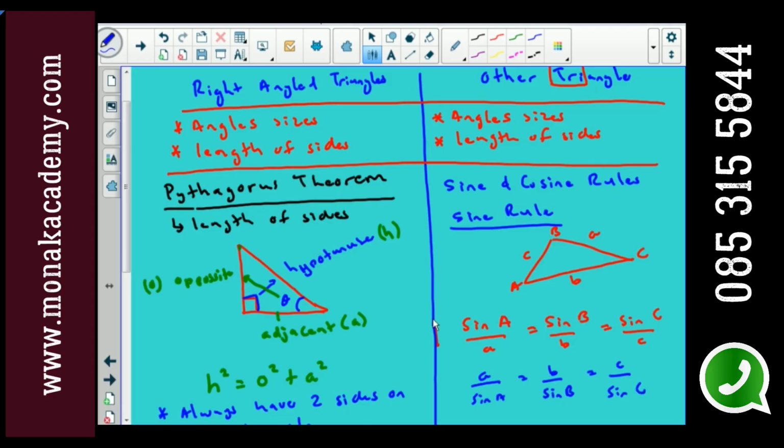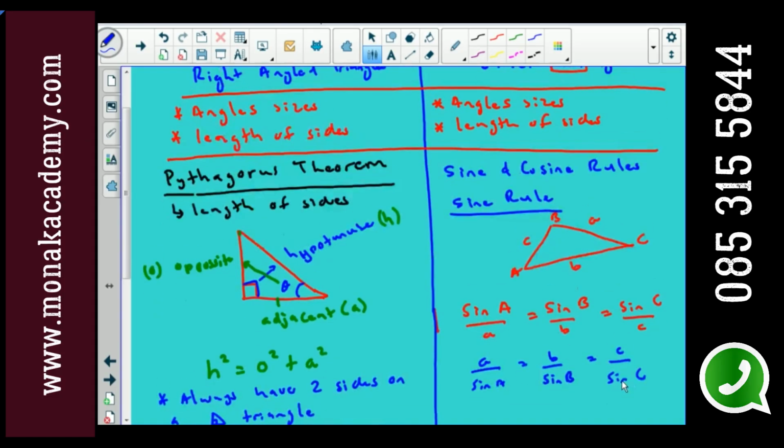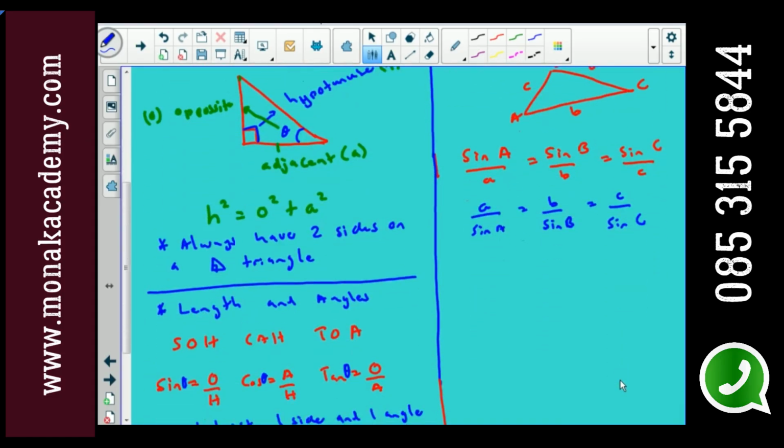That's just how you use the sine rule. Is it difficult? The formula itself is easy, right? So it's only the application that we'll need to worry about. So that is it with the sine rule.